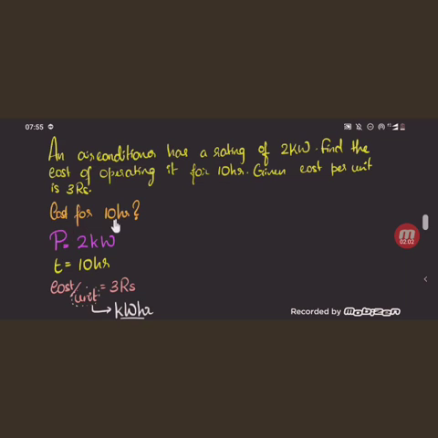Since we want the cost for 10 hours, the first step for us would be to figure out how many units are being used. How many kilowatt hours are being used? Because we know for 1 kilowatt hour, the amount is 3 rupees. So if we figure out how many kilowatt hours are being used, we can calculate how many rupees it is. So the first step would be to calculate in 10 hours. So for 10 hours, how many kilowatt hours is it?